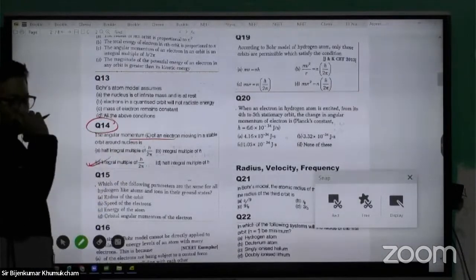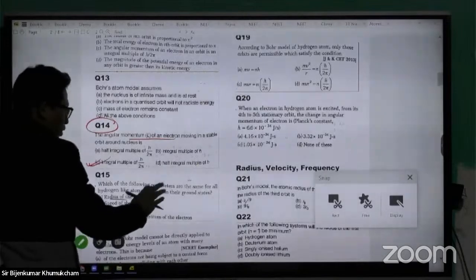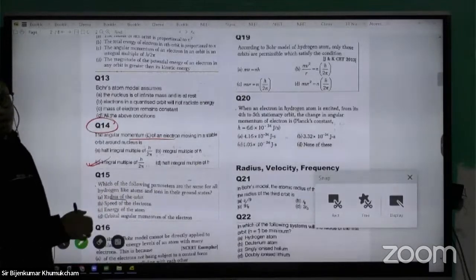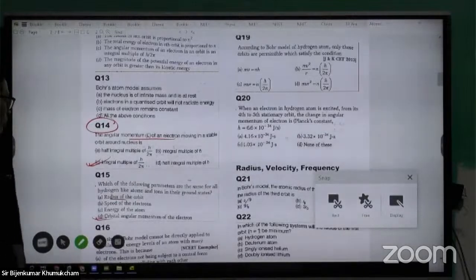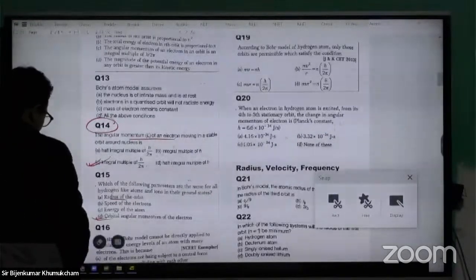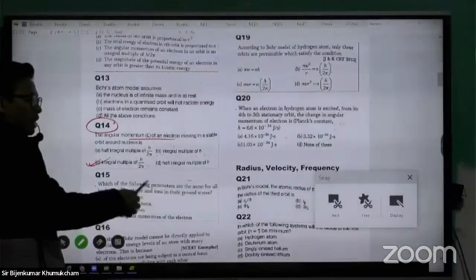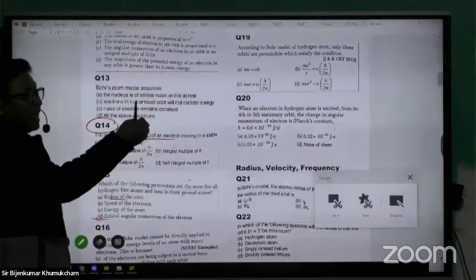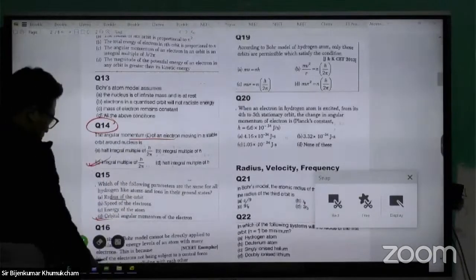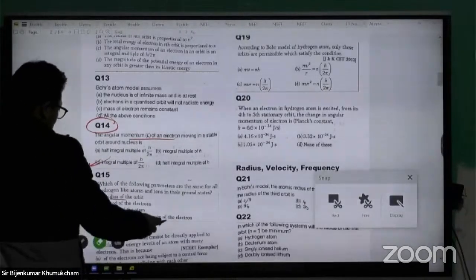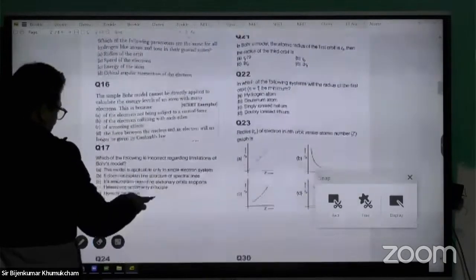The radius and other details all depend on Z. The atomic number does matter. The only thing that doesn't depend on it is your orbital angular momentum. The quantization of angular momentum: in any orbit, the angular momentum is n h by 2 pi. Whenever n is the same, the value will be the same in this orbital angular momentum.